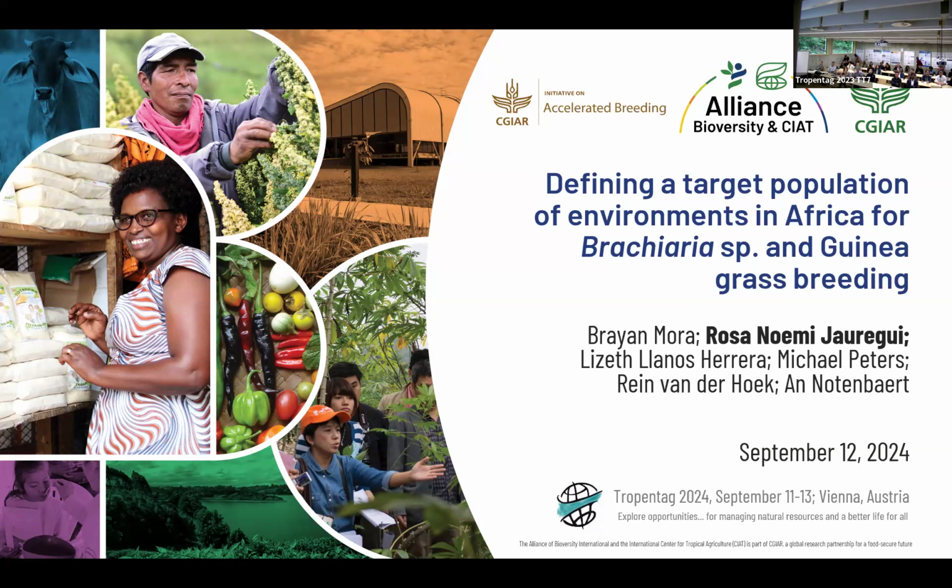Okay, good afternoon, everyone. Thank you for being here, the last presentation of the session. I'm Rosa Jauregui. I'm the Tropical Forages Plant Breeder at the Alliance of Bioversity International and CIAT. And today I'm going to present to you a work in progress that we are doing with Brian Mora, a colleague from the Alliance as well, a data scientist, and with the support of my colleagues from the Tropical Forages team. We are working on defining a target population of environments for Africa for the Brachiaria and Panicum breeding programs.